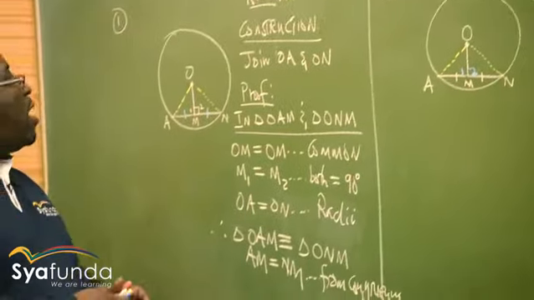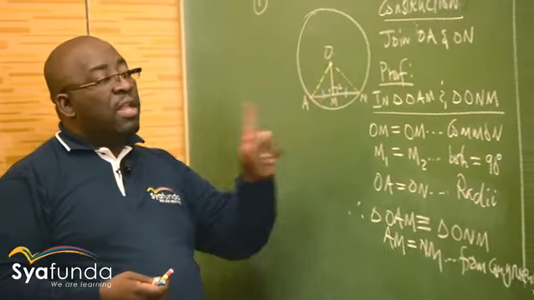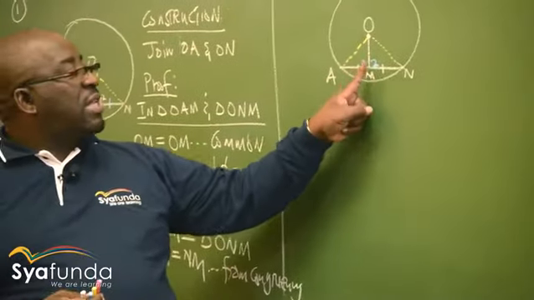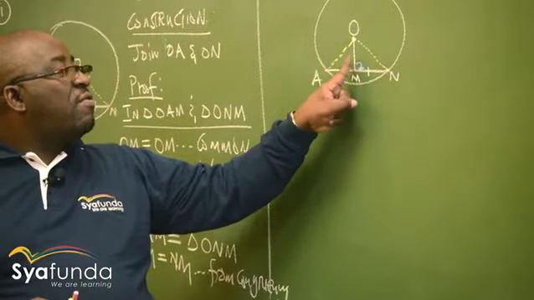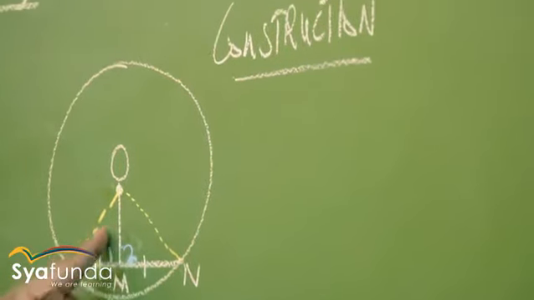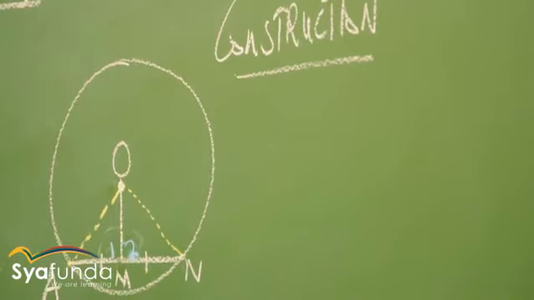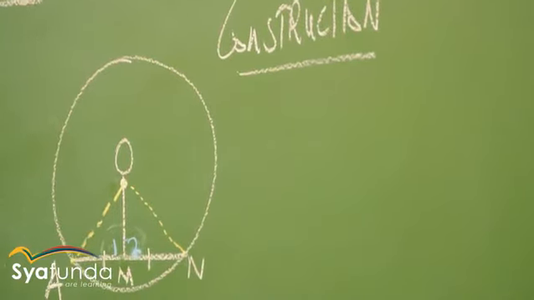Remember, on this side we were given 90 degrees, and we wanted to prove that these 2 sides are the same. In this case, we're given that these 2 sides are the same, and we want to prove that either of these angles is 90 degrees. Remember, when I add them, I will get 180 degrees, 90 and 90. We want to prove that one of those angles is 90 degrees.